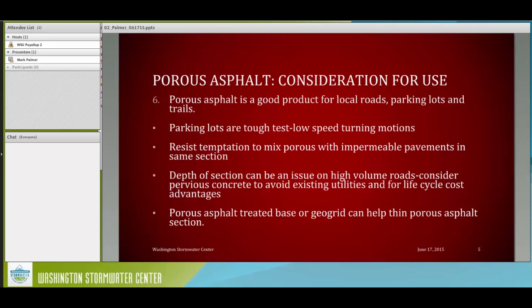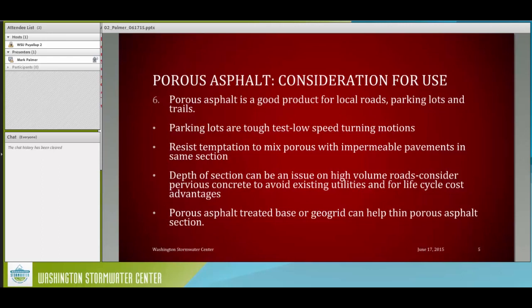Depth of section can be an issue on high volume roads. You can consider using pervious concrete to avoid existing utilities and for the life cycle cost advantages that provides. You can thin the porous asphalt sections of these high volume roads by using asphalt treated base, which we now recommend instead of using a choker course of rock, in order to have a more stable platform for your asphalt pavers, but also to provide additional structural strength to the pavement section.